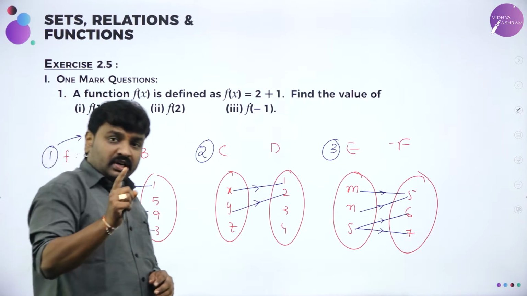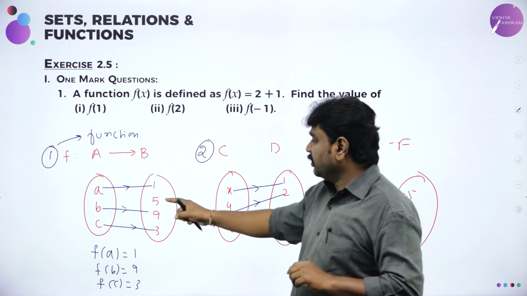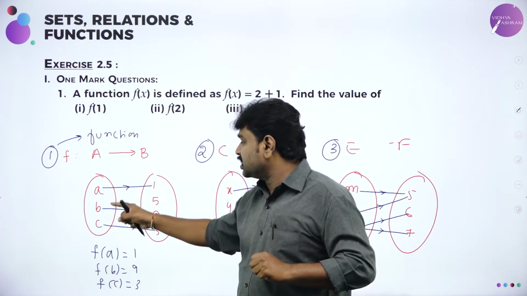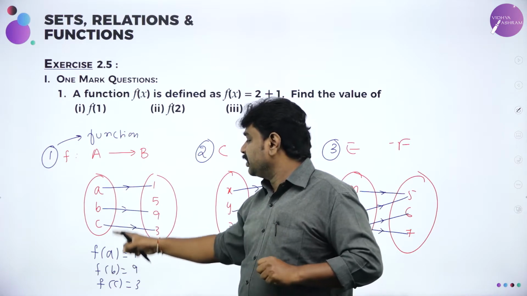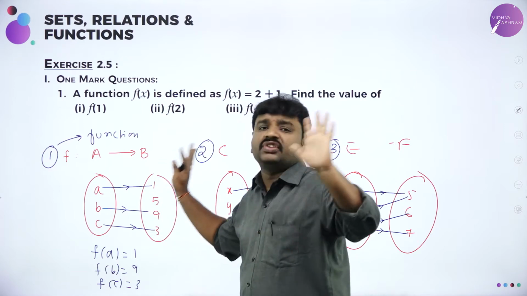Why can I call 1 a function? Because every element in the domain should have exactly one image. So what are the elements in the domain? Domain means the first set. What are the elements in the domain? A, B, C. All are having one image. Image of A is 1, image of B is 9, image of C is 3. So therefore it is a function.